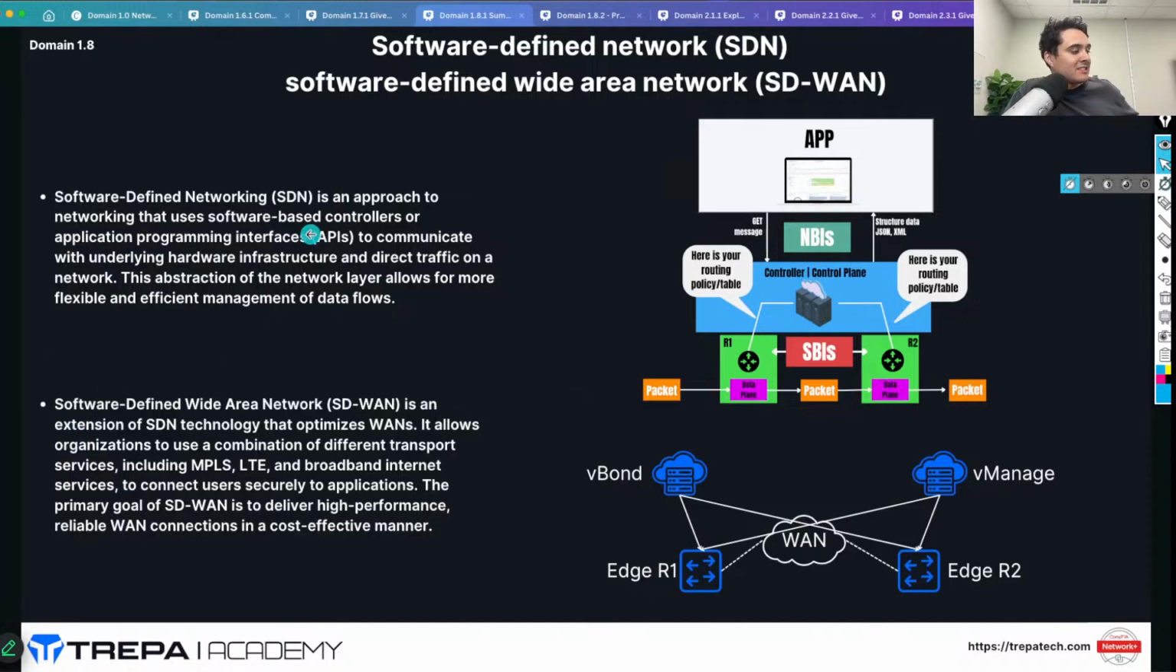So to read this definition, software-defined networking is an approach to networking that uses software-based controllers or APIs to communicate with underlying hardware infrastructure and direct traffic on the network. So in this diagram I have up here, what you see here is that centralized control plane, the data plane still at these routers, and we're split here between northbound interfaces and southbound interfaces.